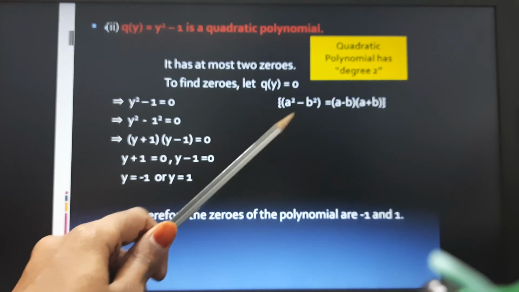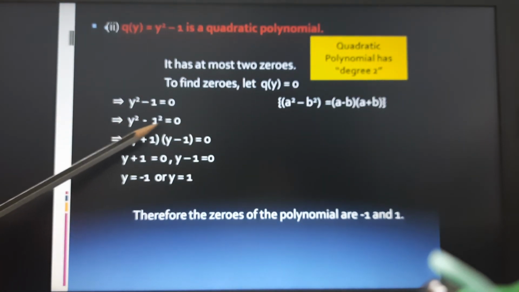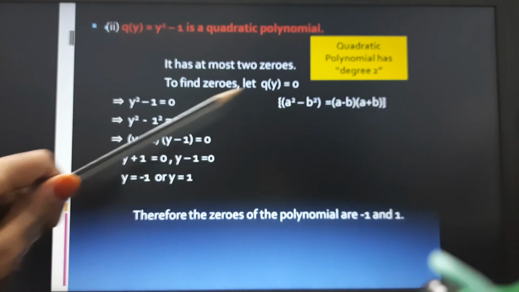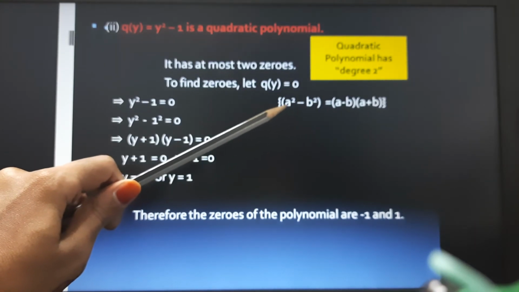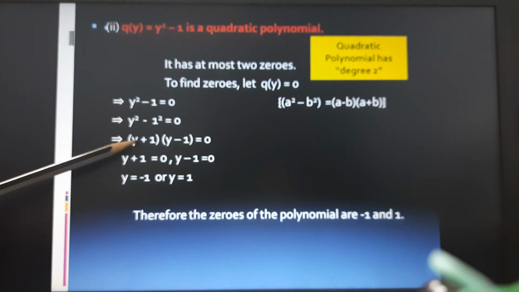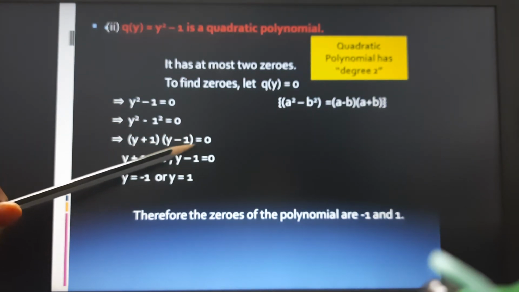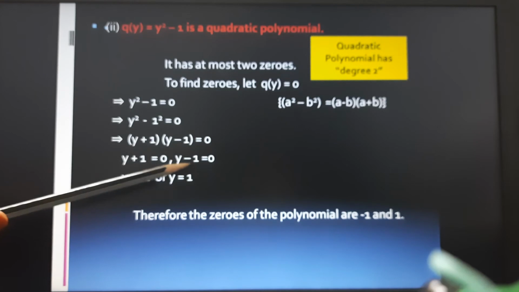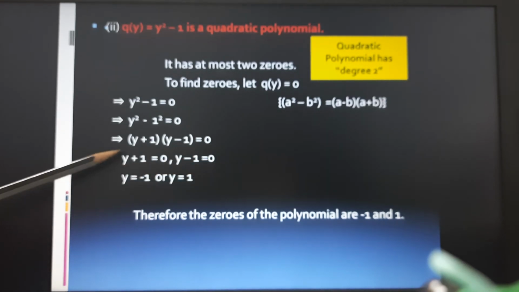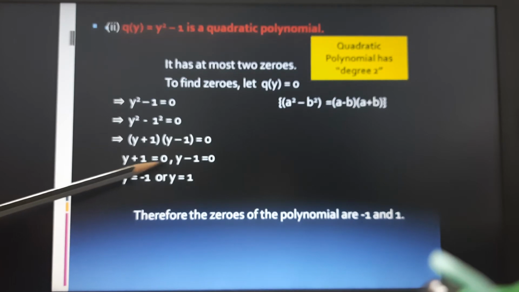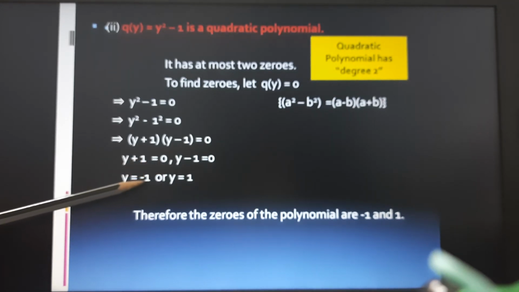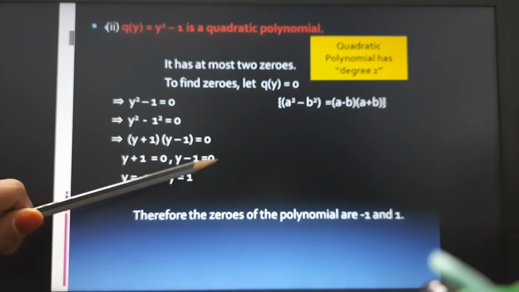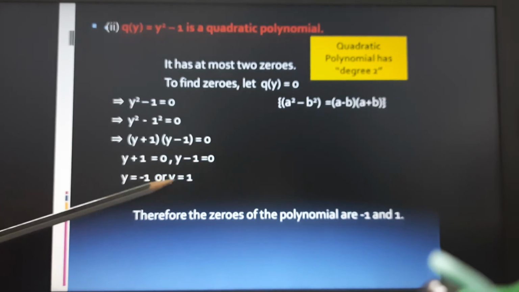In the same way, this is also y square minus 1 square. Here it is a square minus b square. We apply this identity to this one, so we can write it as y plus 1 into y minus 1. So y plus 1 is equal to 0, or y minus 1 is equal to 0. Here y plus 1 is equal to 0, so plus 1, when it comes to this side, becomes minus 1, so y is equal to minus 1. Here y minus 1 is equal to 0, so this minus 1 becomes plus 1 when it goes to the right side. So y is equal to 1.